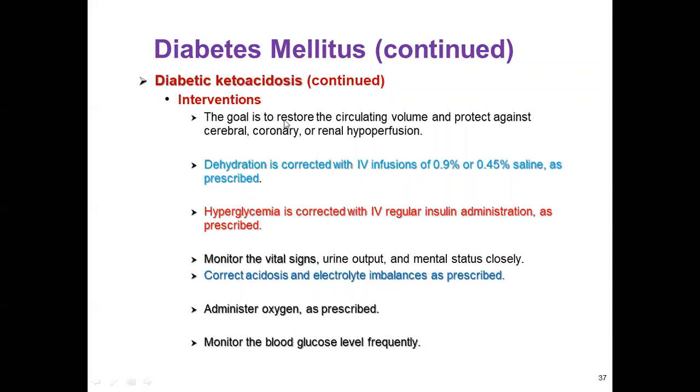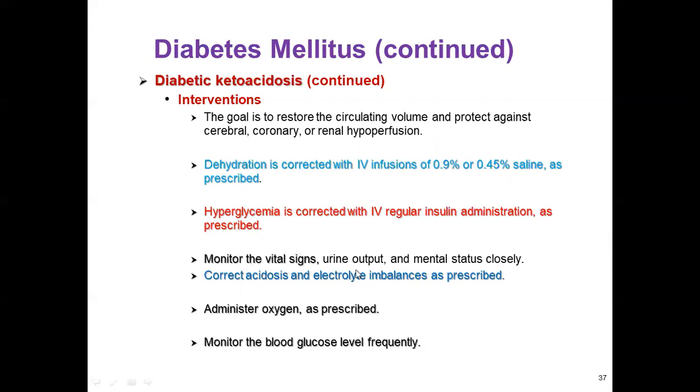The goal is to restore the circulating volume and protect against cerebral, coronary, and renal hypoperfusion. So all of these conditions attack your kidney, your coronary arteries or heart, and your brain, right? Dehydration is corrected by IV infusion of 0.9% or 0.45% normal saline solution. Hyperglycemia is corrected with IV regular insulin. So IV insulin is the medication of choice, or as prescribed.